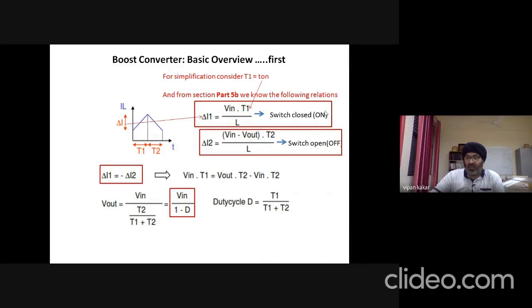So starting from here, and when the switch is off, the difference of input and output we'll see, multiplied by the time T2 till it releases its energy. That time is called T2. So for that particular time, the voltage in the inductor is V in minus V out.